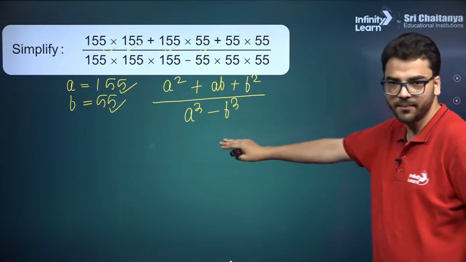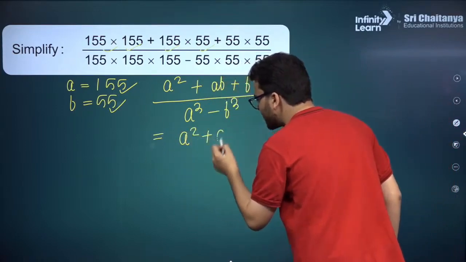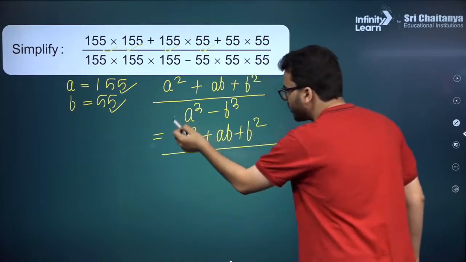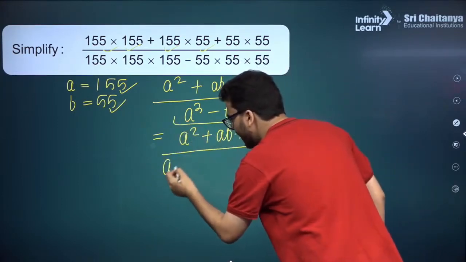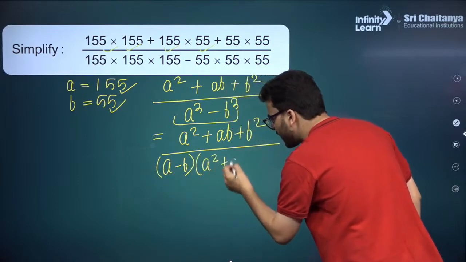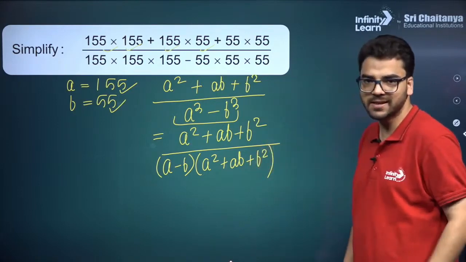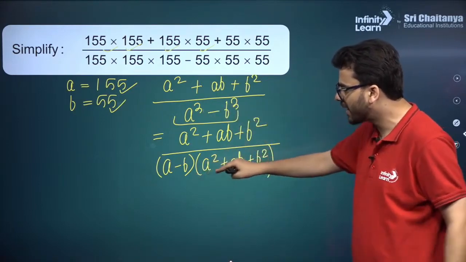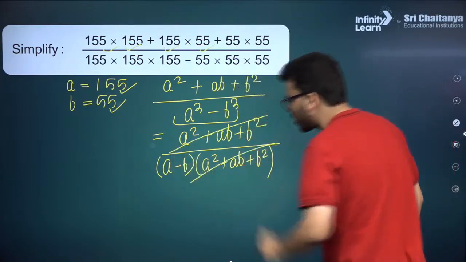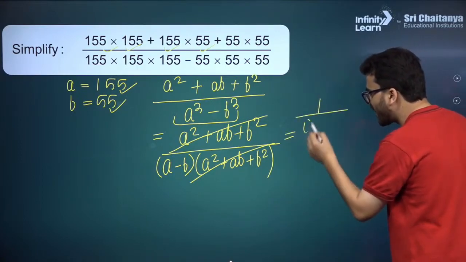So I hope this is clear up till here. Now you just have to simplify the denominator. You see this is a square plus ab plus b square, and you remember the identity that a cube minus b cube is what, guys? A cube minus b cube is a minus b into a square plus ab plus b square. We have studied this algebraic identity in the previous class. So you see this will be cancelled out or not. So what will be the answer? The answer is equal to 1 by a minus b.